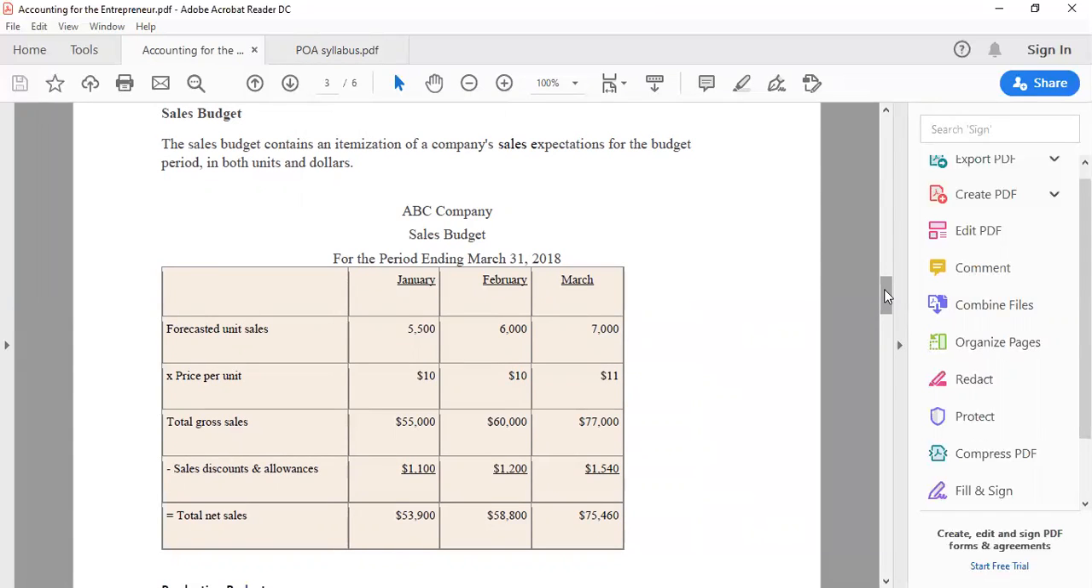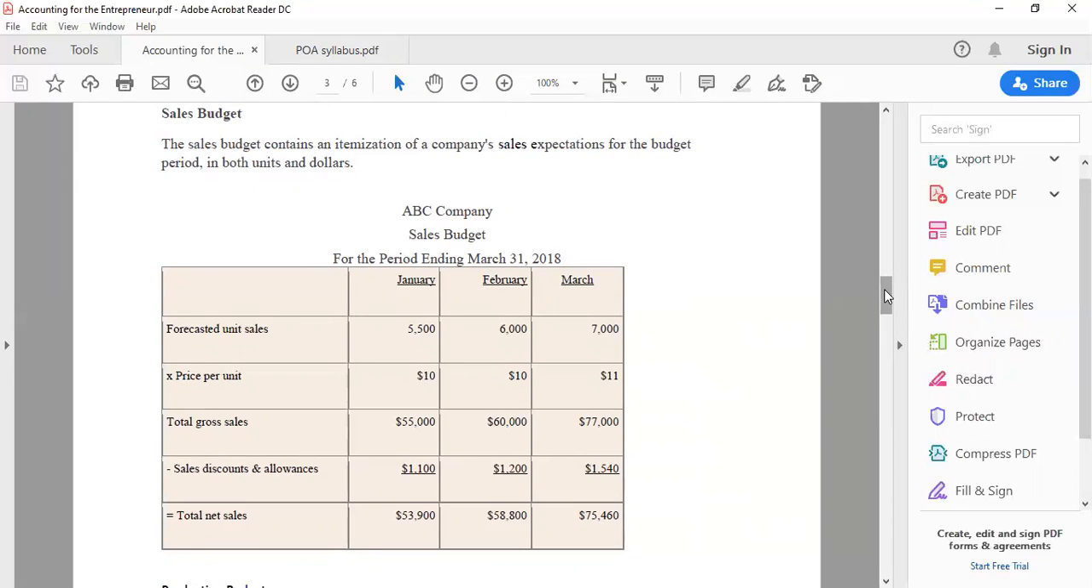To get your total gross sales, we are multiplying the forecasted unit sales by your price per unit. So 5,500 by $10 will give you total gross sales of 55,000. February, 6,000 by $10 will give you 60,000, and March, 7,000 by $11 will give you 77,000.